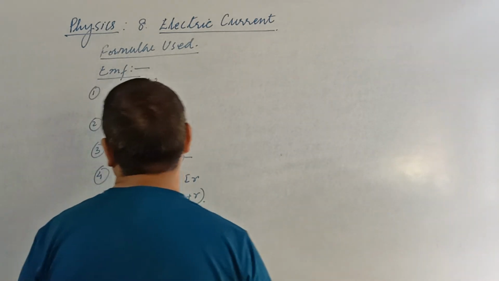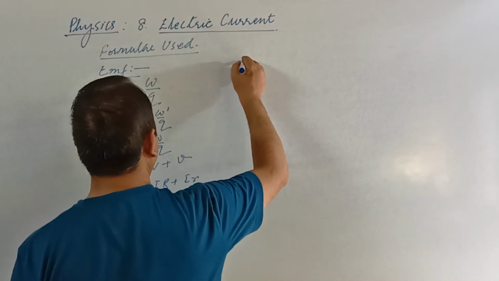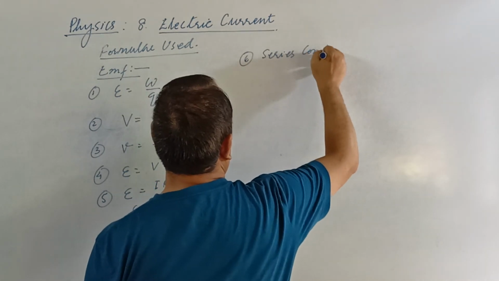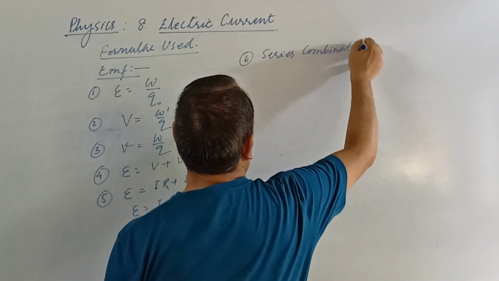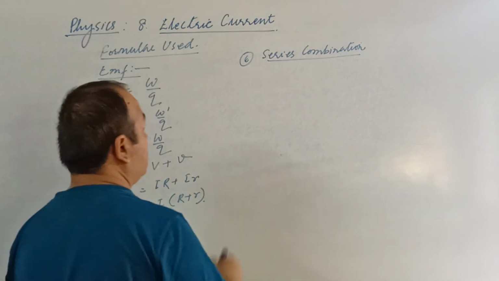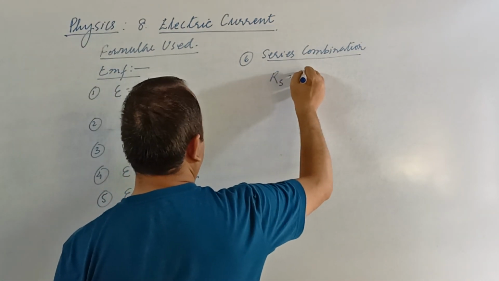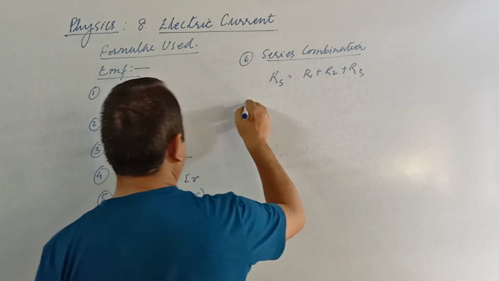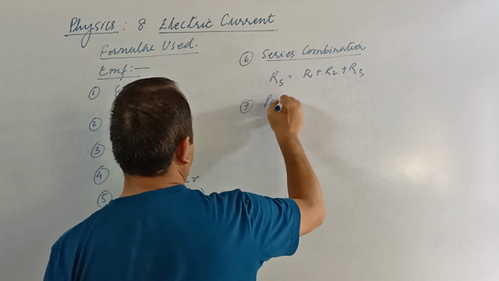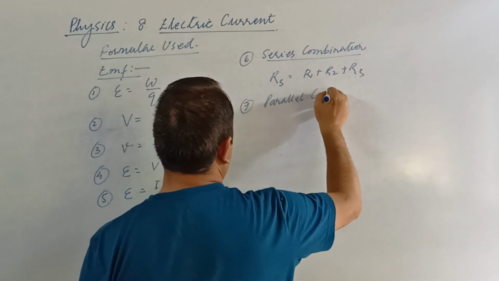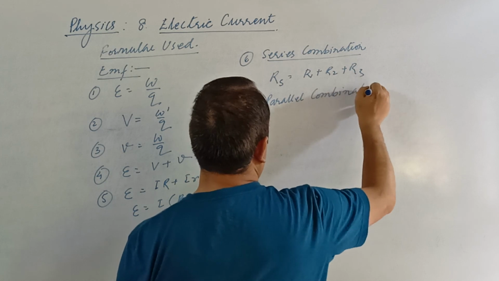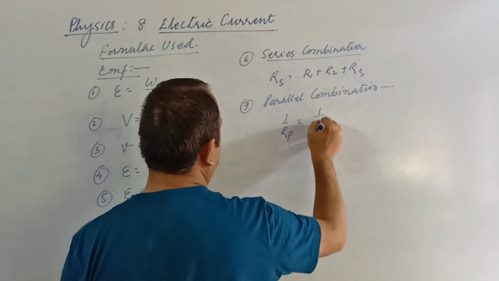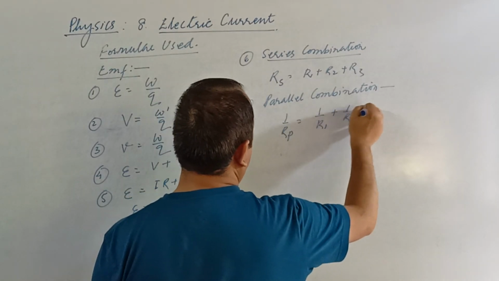Then after that comes series combination, number six. The equivalent resistance of series combination, as we know, we just have to sum up all the resistances. So Rs is equal to R1 plus R2 plus R3. Then number seven, parallel combination. In this case, the reciprocal of the total resistance is equal to the sum of the reciprocals of each of the resistances.